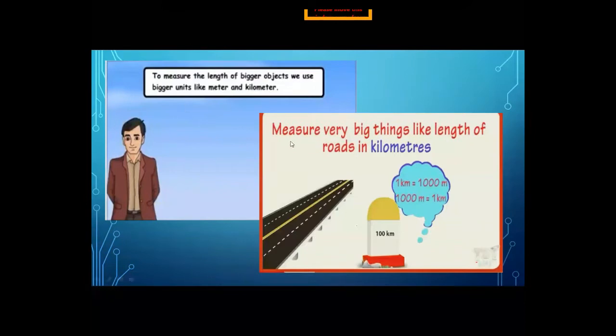Here you see the road. Obviously, the length of road is very long, unlimited. So we measure very big things like roads and all other things whose lengths cannot be measured with a scale. These big things are measured in kilometers. Okay, so here you know that 1 kilometer is equal to 1000 meters and 1000 meters is equal to 1 kilometer. We already learned all these topics in July's teaching. I'm just giving you a review.